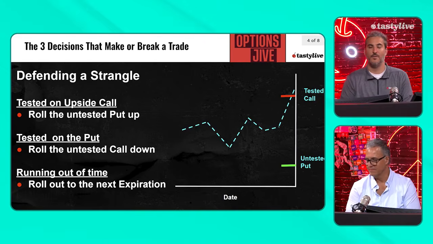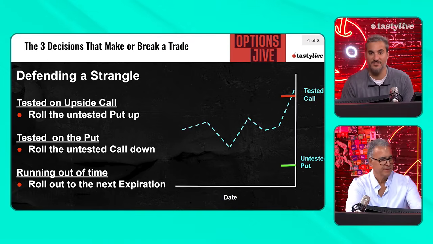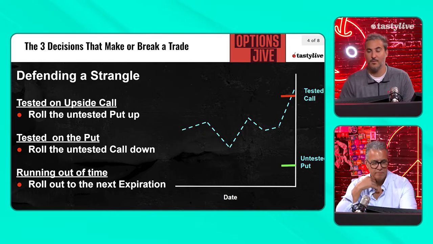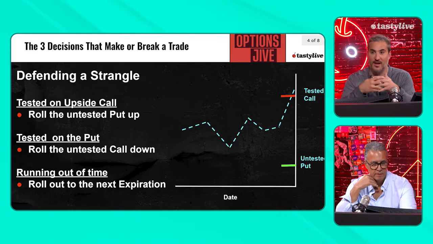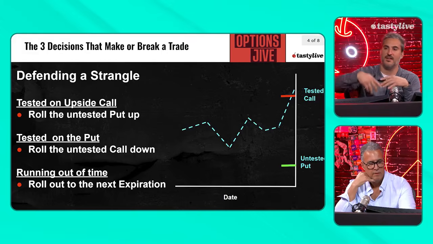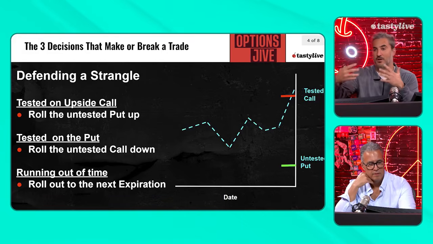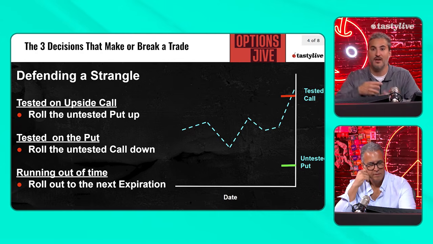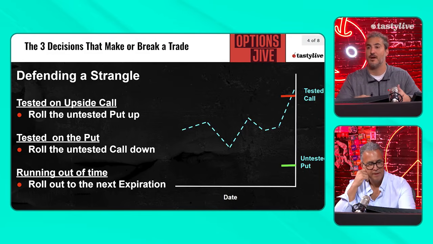So when we are defending a strangle, when we say we are tested on the upside call, or tested on the calls, what we are saying is that the stock has gone up from where we put this trade on. So we put the trade on and the stock was at 50, the stock has gone to 60, and our 60 strike short call is being tested. There's loss on that call. The untested side is the side that is out of the money. It's now further out of the money. That option is going to lose value.